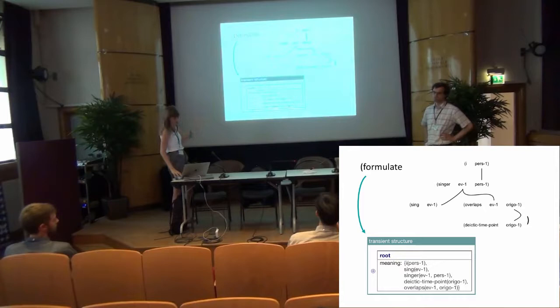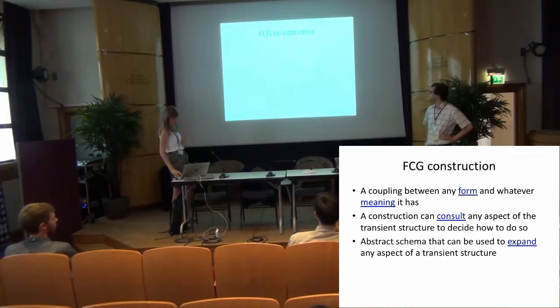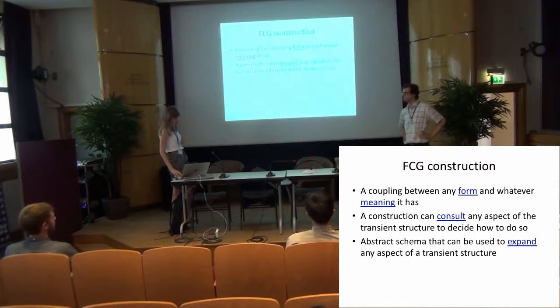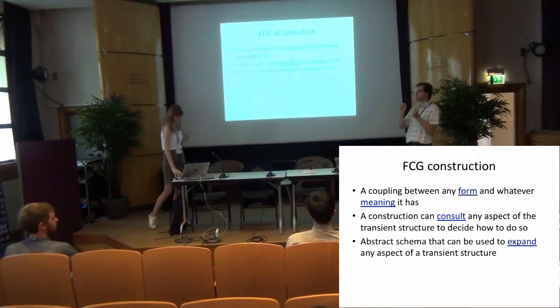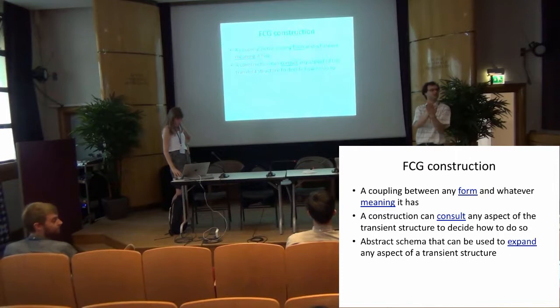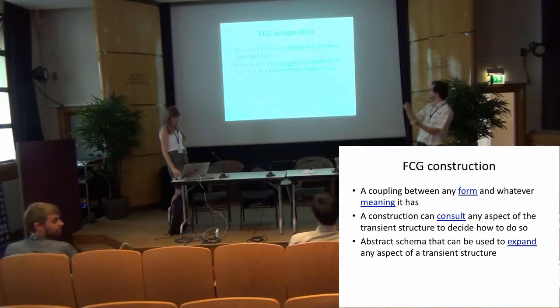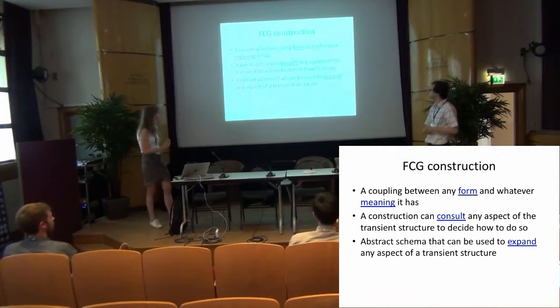A construction in FCG is a coupling between form and whatever meaning it has. The construction, and this is important, can consult any aspect of the transient structure. Remember, the transient structure is the feature structure that we have shown you. You can consider it as all information that is known at a certain point in processing. When we start processing, we have this initial transient structure. We know the string and the word order. Everything that is known at that moment in time is in this transient structure. Constructions can consult the transient structure, and the construction is also an abstract schema that can then be used to expand any aspect of the transient structure.